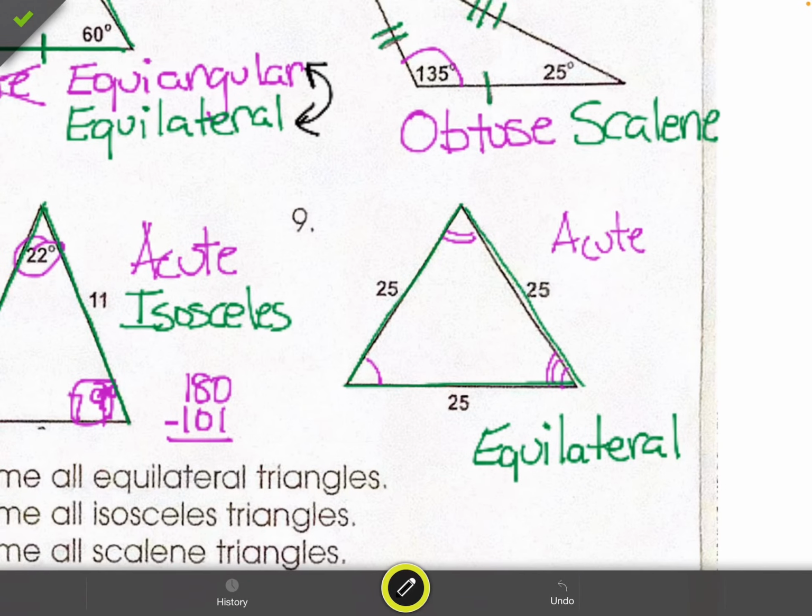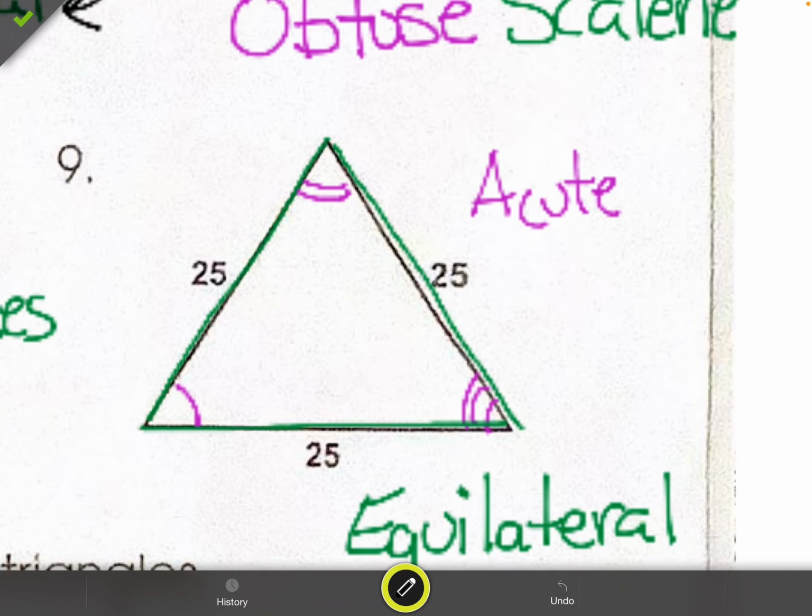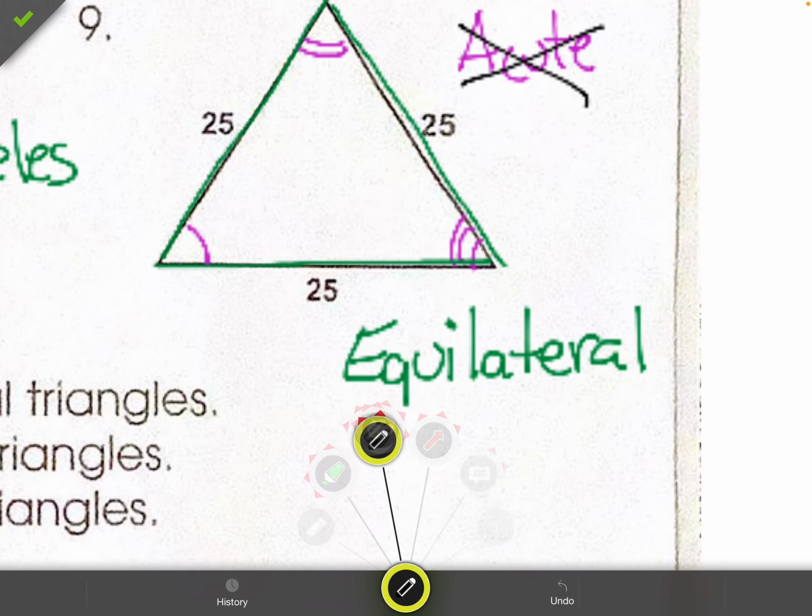So while we're tempted to write acute right here, because they all look less than 90, if all your sides are equal, all your angles are also equal. Okay, so you actually have to say equiangular.